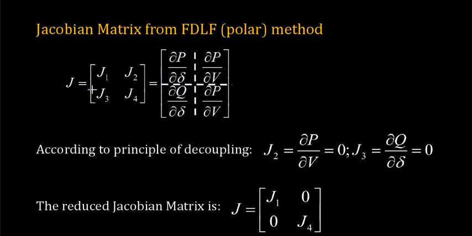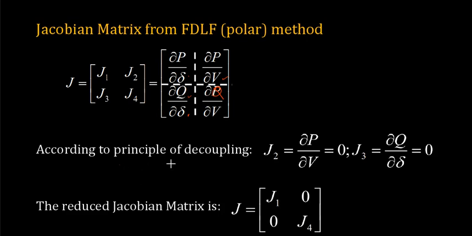Now in a normal Newton-Raphson method, you will have a Jacobian which consists of these four sets of elements, that is the change in active power with respect to delta, the change in active power with respect to voltage, the change in reactive power with respect to delta, and the change in reactive power with respect to V. So this can be termed as J1, J2, J3 and J4.